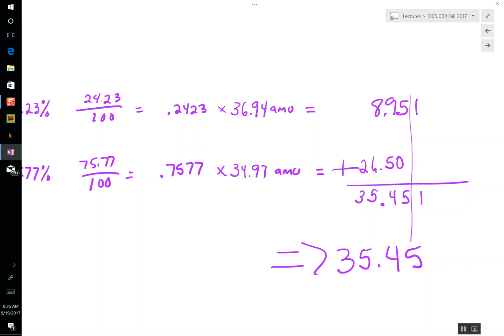You're never going to have 4 chlorine atoms. You're going to have 4 million. And when you average their masses, you'll come up with that number right there.